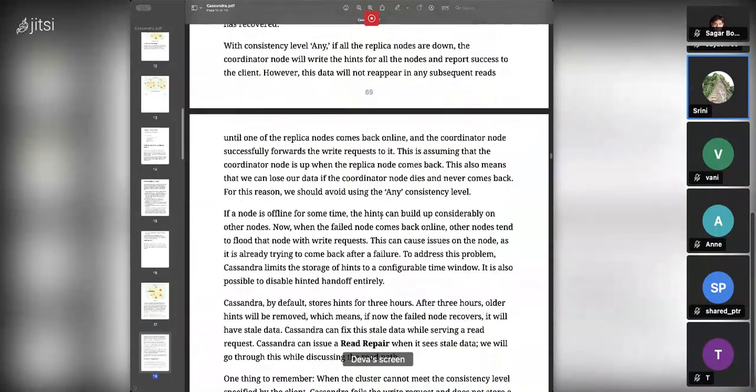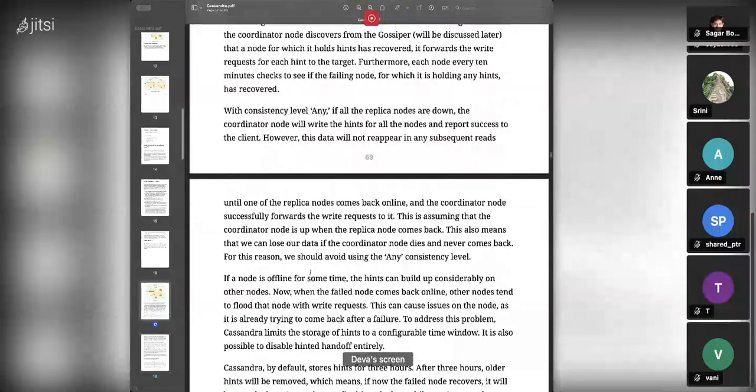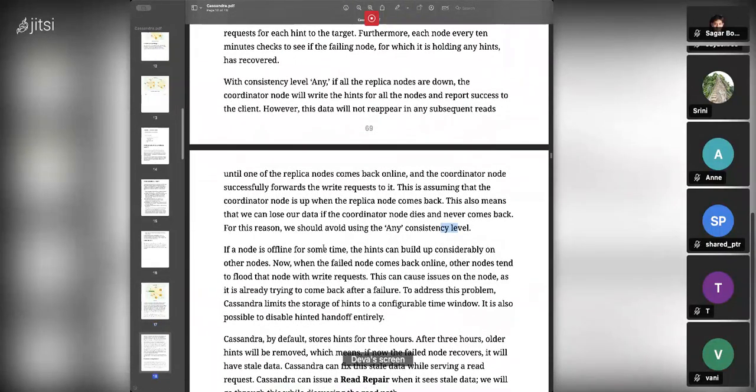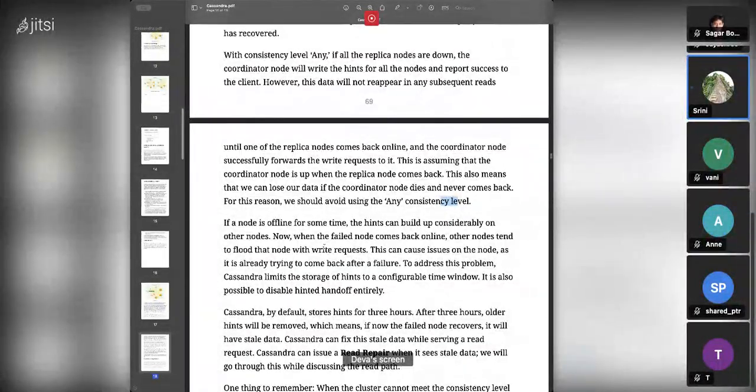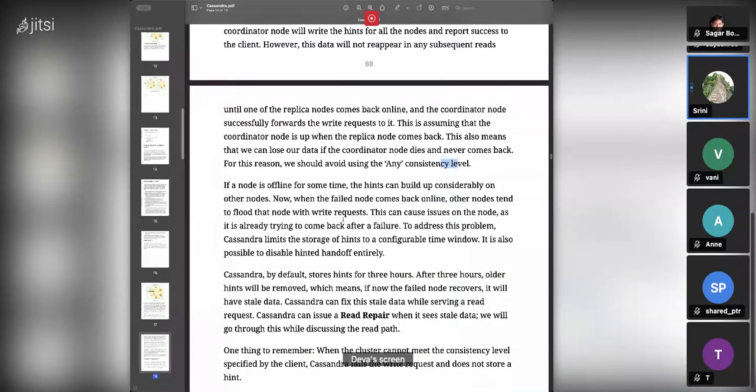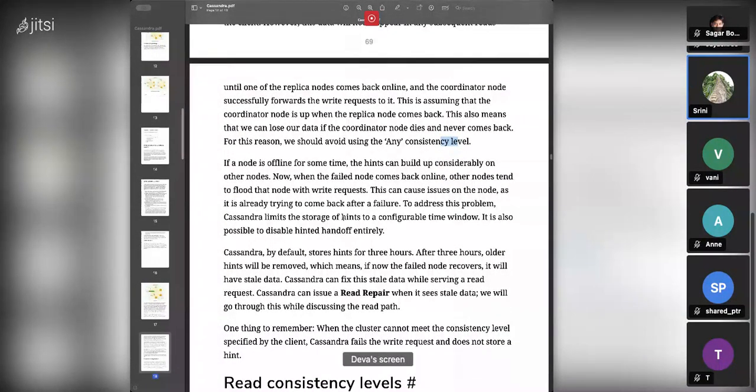Cool. I think we were here. I'll quickly read this. So if a node is offline for some time, the hints can build up considerably on other nodes. Now when the failed node comes back online, other nodes tend to flood the node with write requests. This can cause issues on the node as it is already trying to come back after a failure. To address this problem, Cassandra limits the storage of hints to a configurable time window. It is also possible to disable hinted handoff entirely. Cassandra by default stores hints for 3 hours.